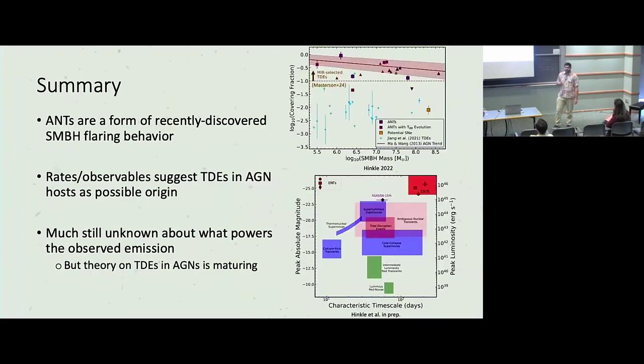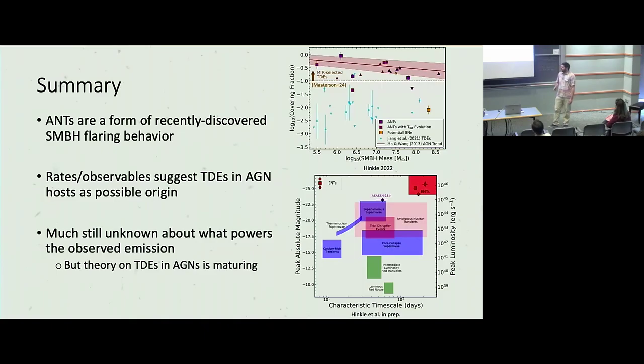And so with that, I'll just close by saying, I think we found an interesting class of transients in these ANTs, and that we should start paying more attention to events that are happening in AGNs. Whether or not it's easy to say that they're TDEs, I think they're interesting events, they're happening, and so we should pay attention. But I do think that the rates and the observables of these events do seem to suggest that a very plausible explanation for at least some, if not the large majority of these ANTs, are TDEs occurring in AGNs.